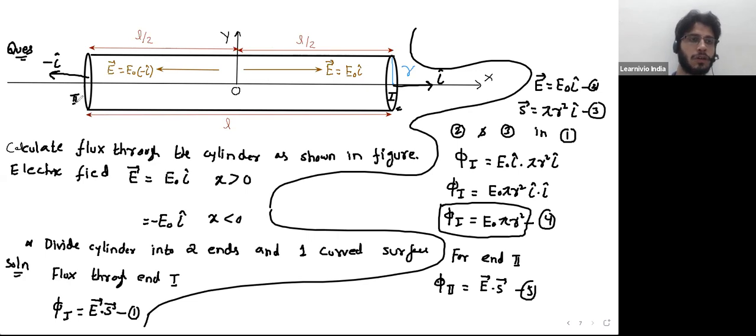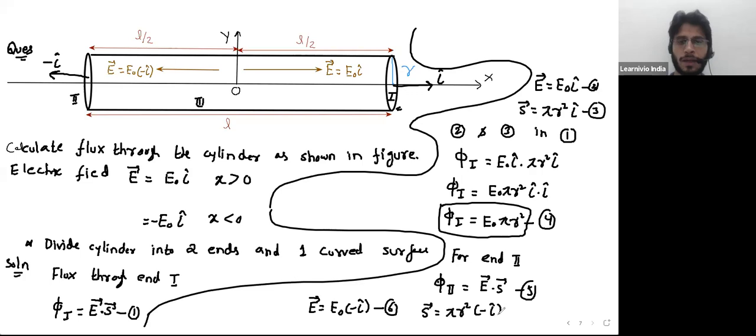This is the second end, and the third is the curved surface. We can write that the electric field E here is E naught minus i cap. That's the value of the electric field, equation number 6. And the area vector is pi r square minus i cap, that's equation number 7.